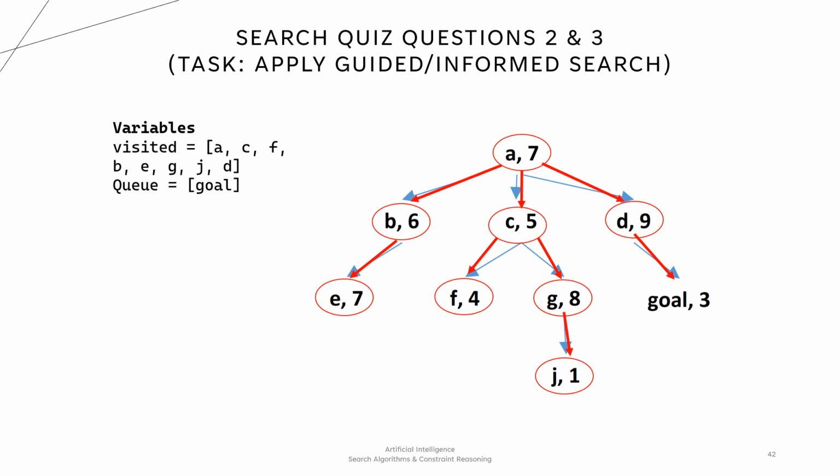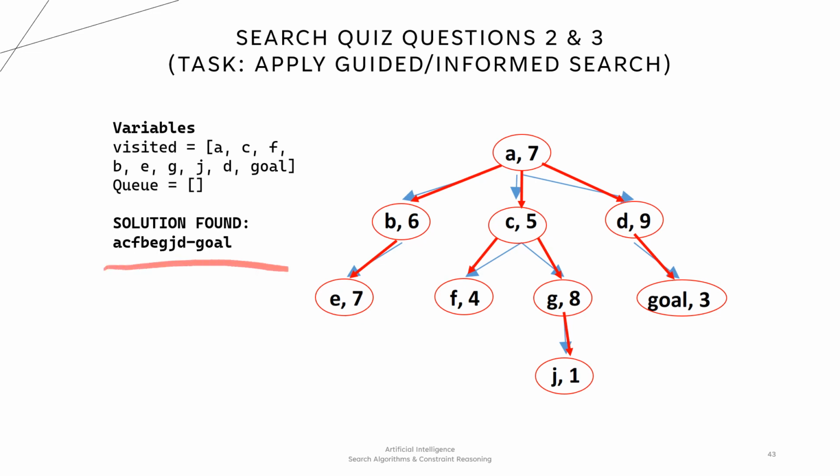Pop that, D. And then we have our goal. That's the only thing left. It doesn't have any children. We pop it, and then that gives us our solution in the visitation order. So one thing to note here is that heuristics at the end of the day are just a guess. So if you actually just did a standard breadth first search here, you would have gotten a lower cost complexity on this particular tree.